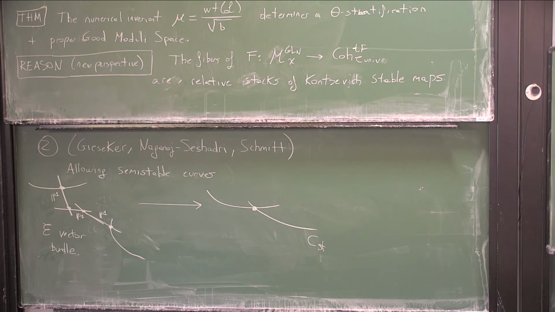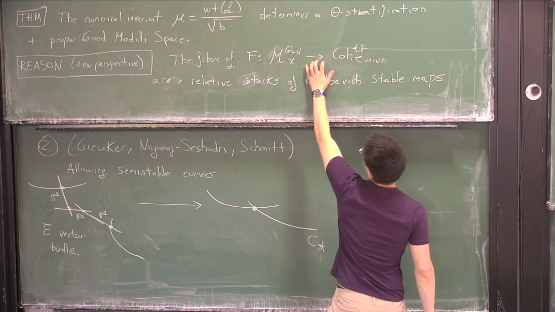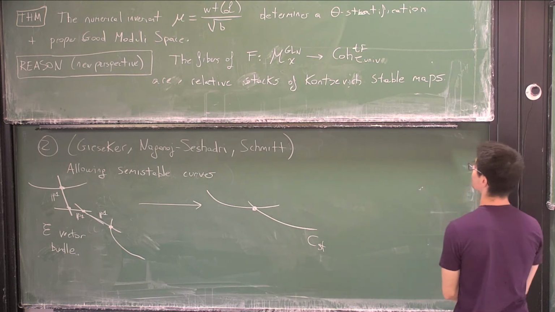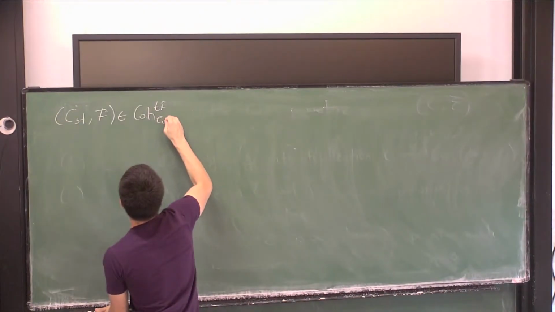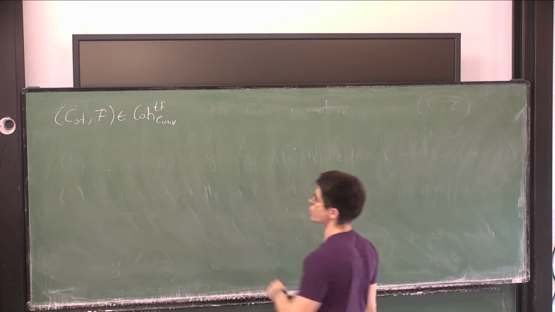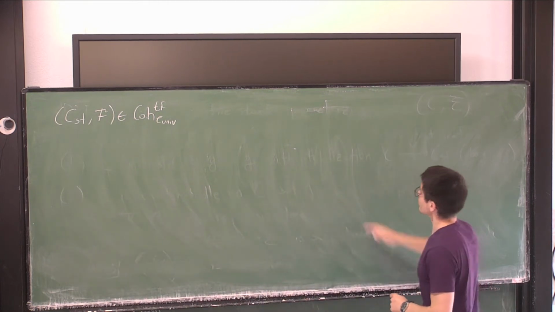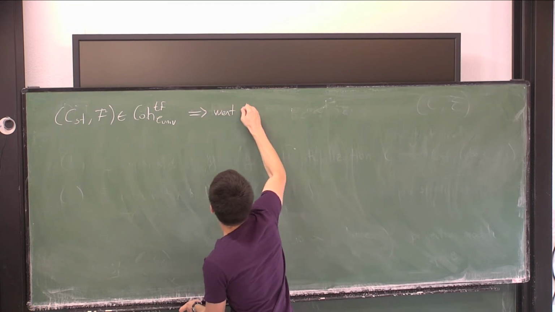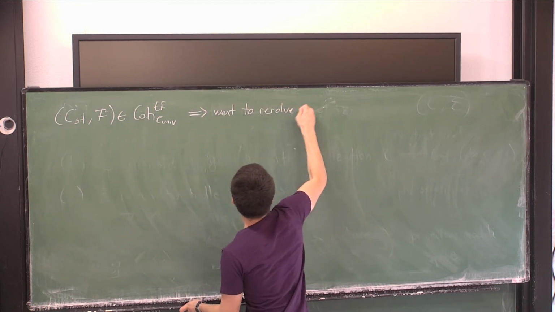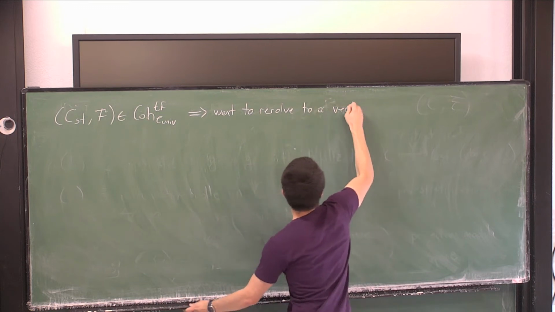So let's study the fibers of this map. This is the main goal that we have right now, understanding this map. So we're going to take a pair in here. It's going to be a stable curve and a torsion free sheaf, and it's going to be a geometric point of this. So it's a torsion free sheaf on a stable curve. And what we want to do is to resolve it to a vector bundle.